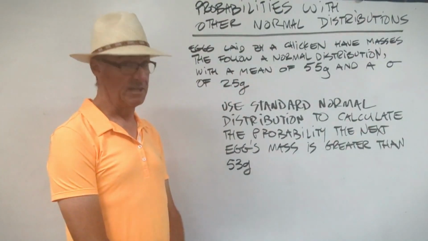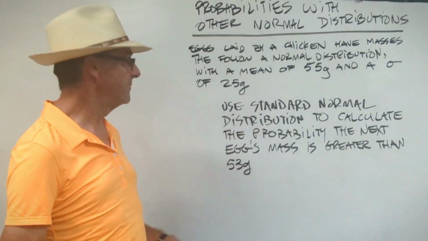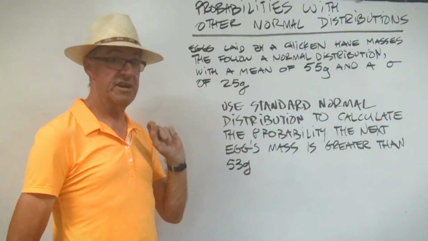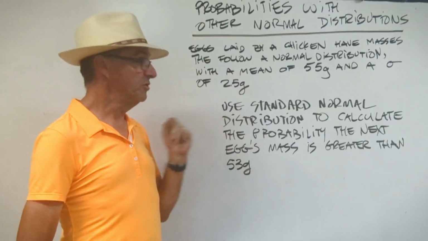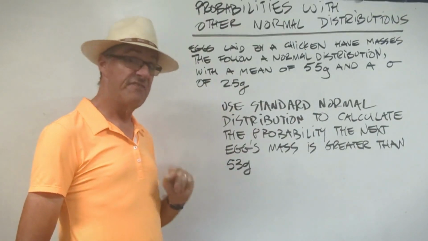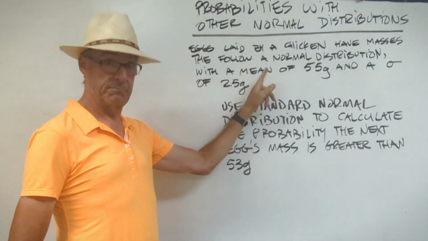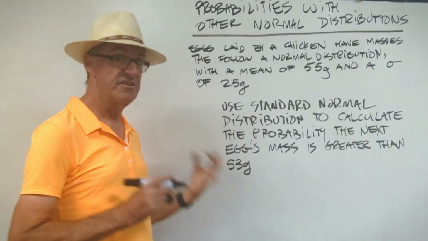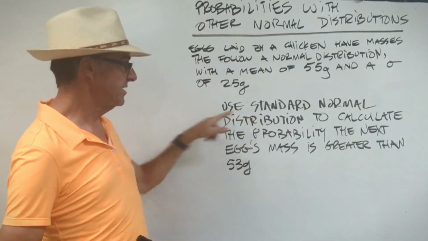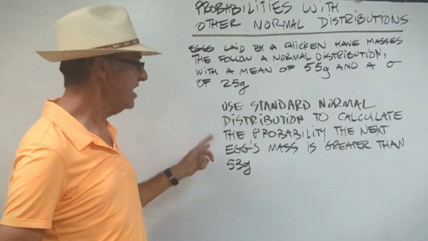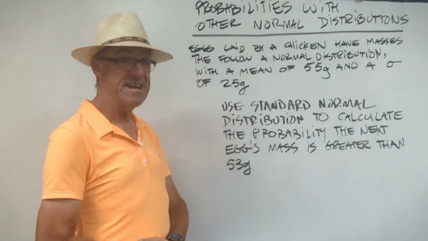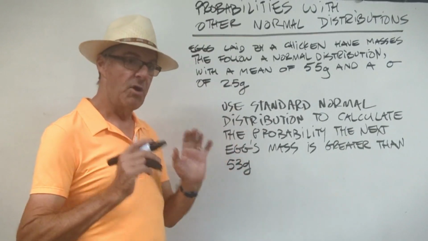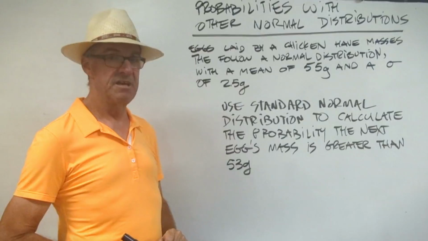Okay, last one, and I'll let you go. So here we are. Here's the prompt. Use standard normal distribution. So there's your hint. You need to show that you can standardize to get a z value so you can do this calculation for this scenario, but not using just a regular normal, but using the standard normal. So that's your prompt. It just said use standard normal distribution to calculate the probability that the next egg's mass is greater than 53 grams. So pause the video and do that and come back.